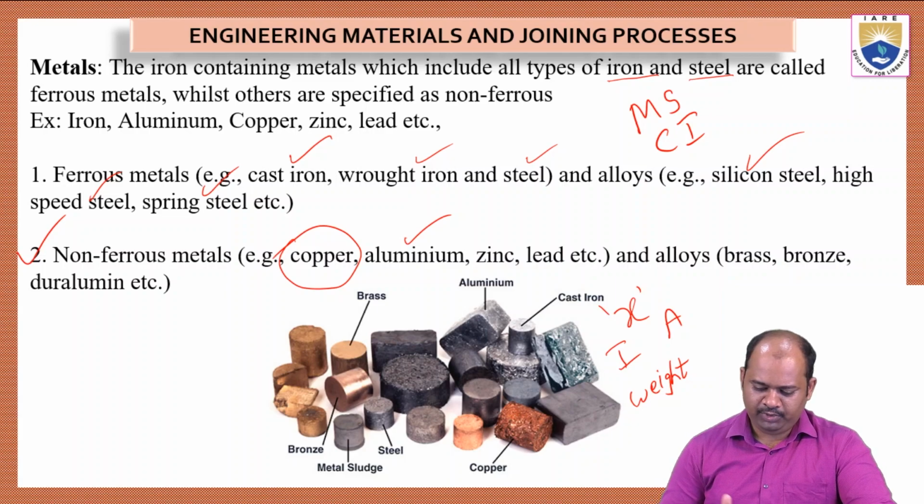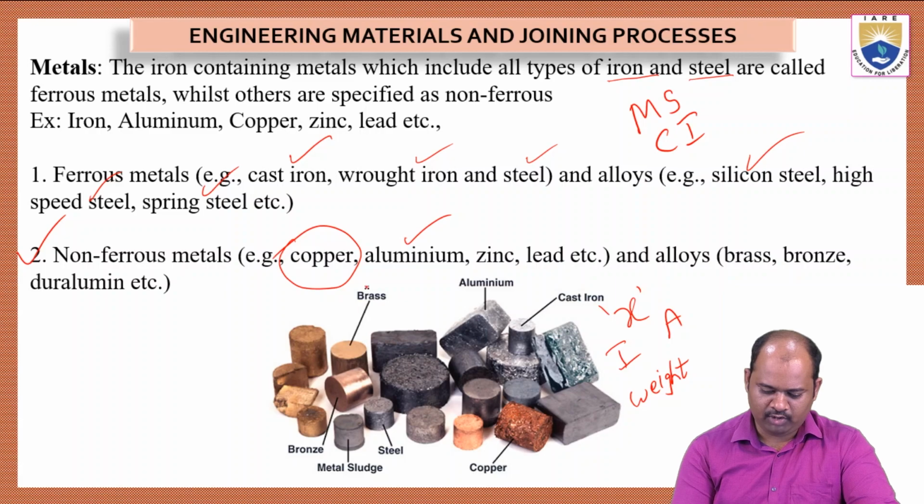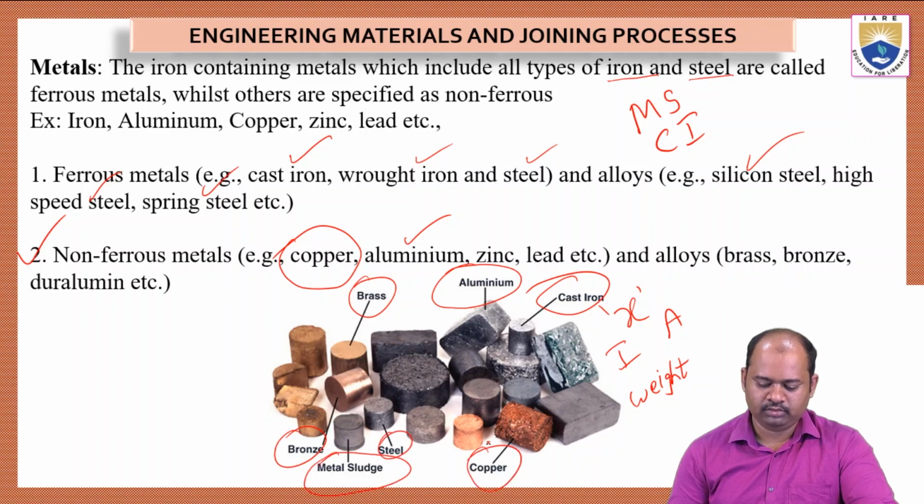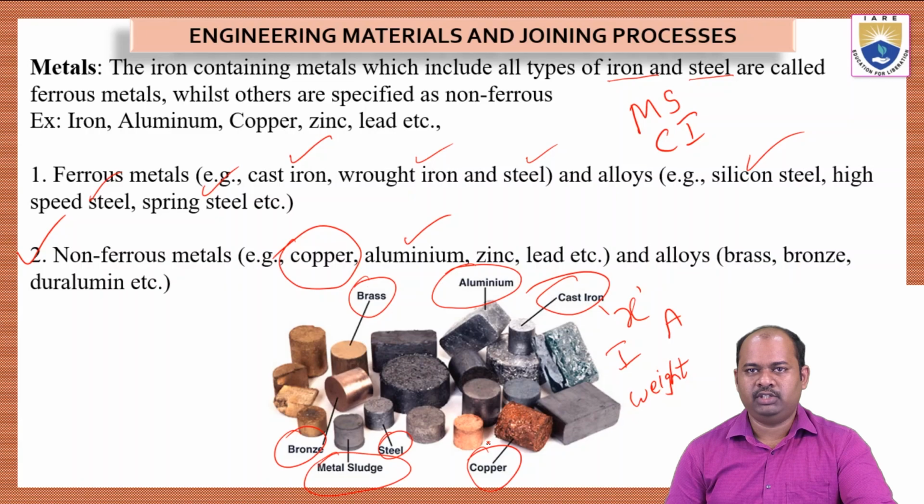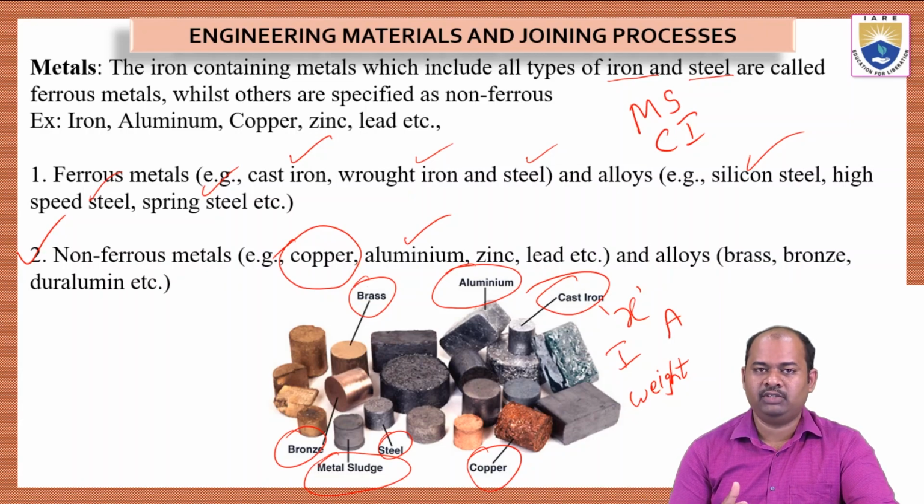Now, in the picture, we can see there are multiple metals present here. We have brass, aluminum, cast iron, bronze, metal sludge, steel, copper. So these are the different metals which are available in nature. Some of them are directly extracted from mineral ore and some of them are extracted after refining. So all these metals will have some kind of raw material.